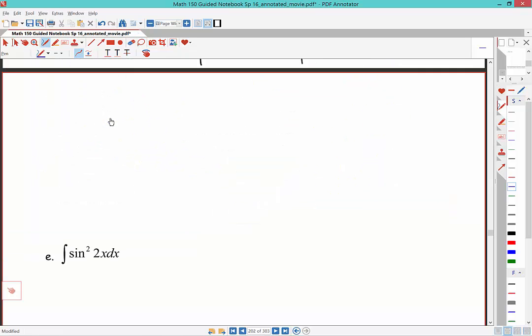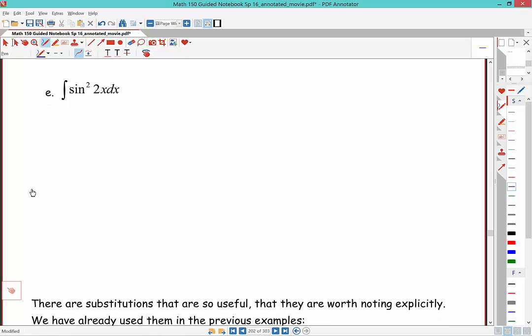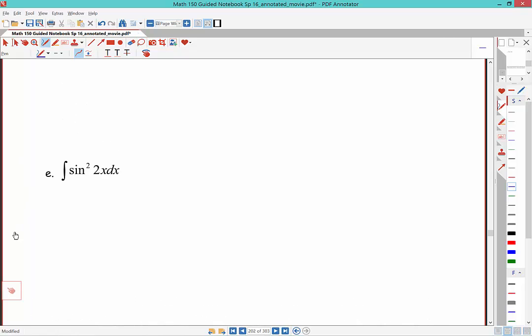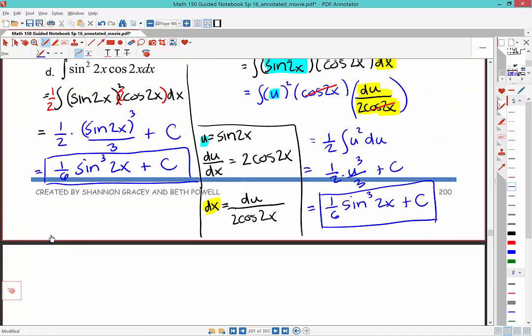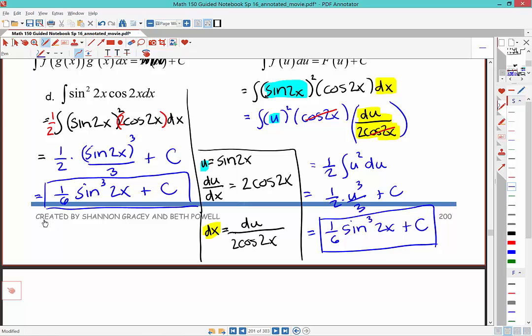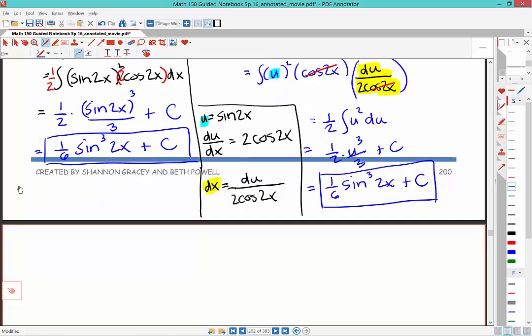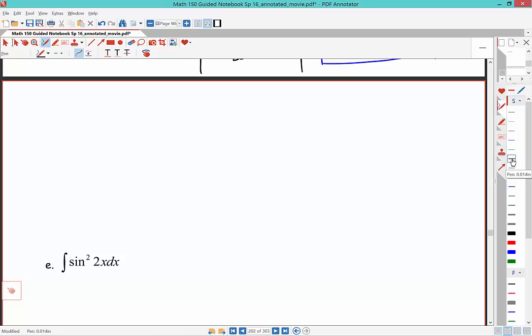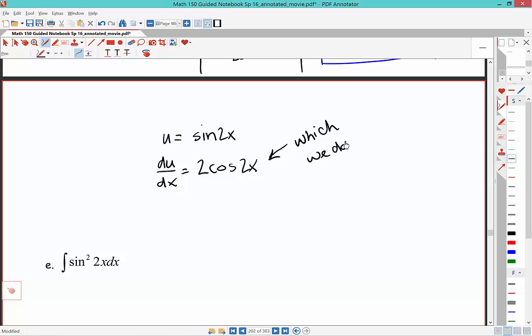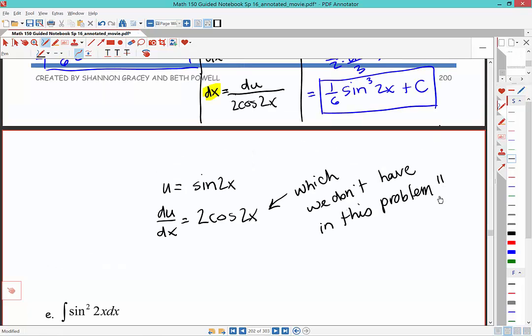Okay, so part E. Part E, what do you think? We just did the integral of sine of 2x quantity squared times cosine of 2x, didn't we? So do you understand that if you have sine of 2x be your u-sub, it won't work, right? If you say u equals sine of 2x, du/dx is going to be 2 times cosine of 2x, which we don't have in this problem. Okay, sad face.